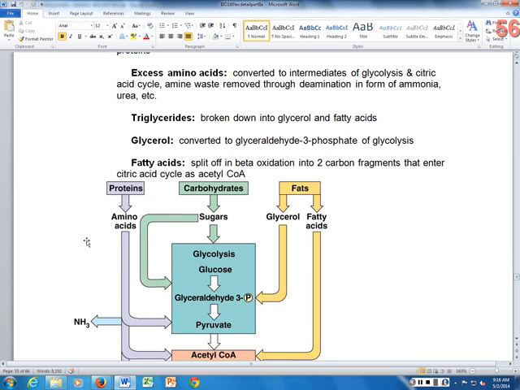So it will burn the proteins when it has to, but it does not want to. It would prefer to use carbohydrates for that. What it is going to do, though, is it's going to create this amine waste that you have to eliminate through your kidneys.